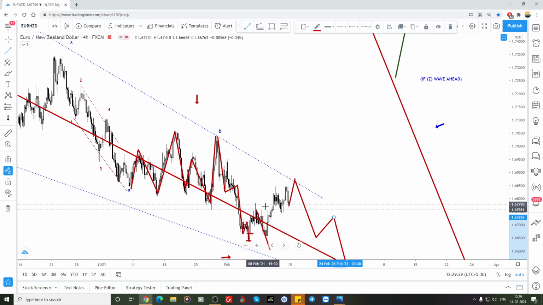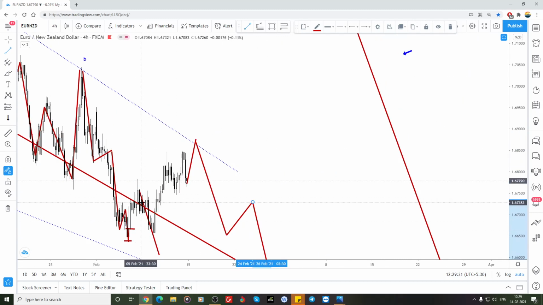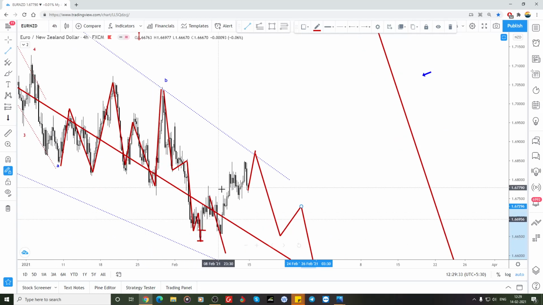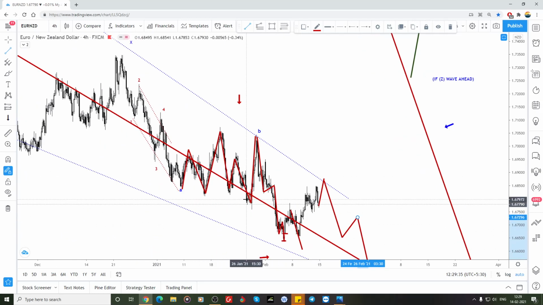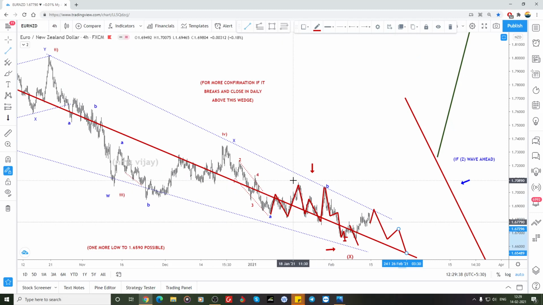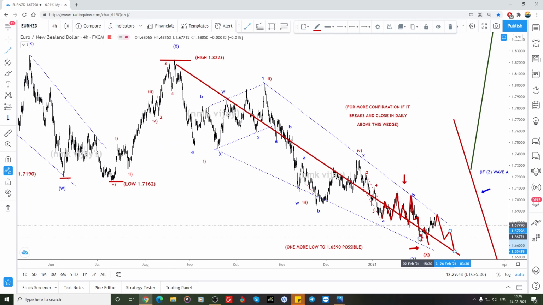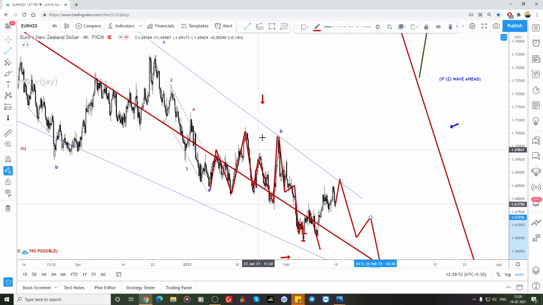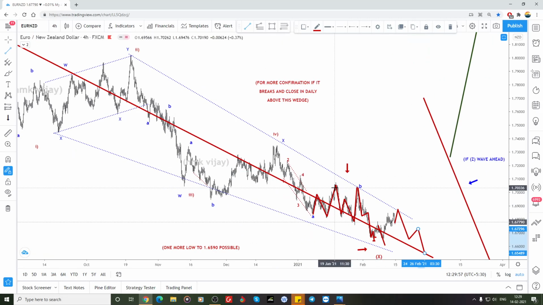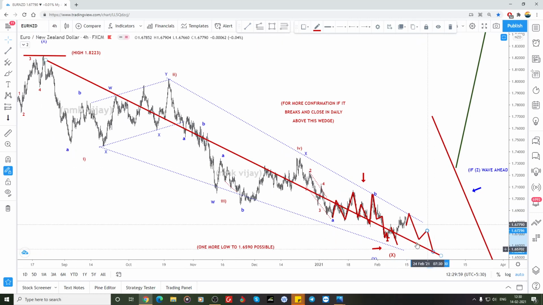From here it has to shoot, and it is not that powerful a bounce that I'm expecting. It is all a 3-wave structure. If it is making a 3-wave structure, then 1 2 3 4 5, so this could be A, B, and C, 1 2 3, and again it can be a 5-wave structure to make one more low, because after the 3-wave structure it is making a 5-wave structure, and here also it is making a 3-wave structure. So again I'm expecting a 5-wave structure to the downside.